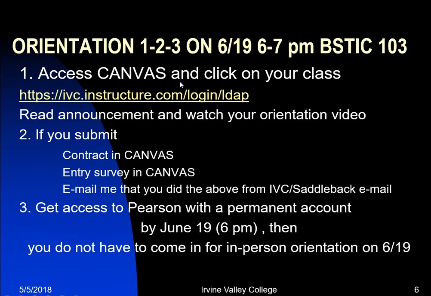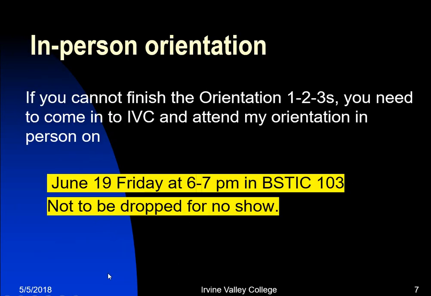Now, you need to finish your orientation by 6:19, 6 o'clock, by accessing the Canvas, doing the contract entry survey, and email me that you did that. And then you have to purchase access from Pearson. I'll show you how that's done by that time. If you cannot do these things, make sure that you attend the orientation, not to be dropped. Now, the orientation will be June 19, Friday, 6 to 7 in Bistic 103.